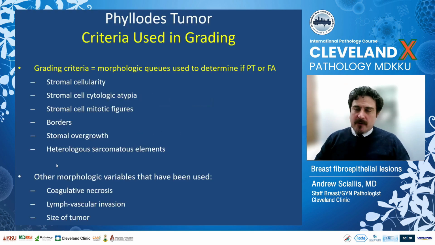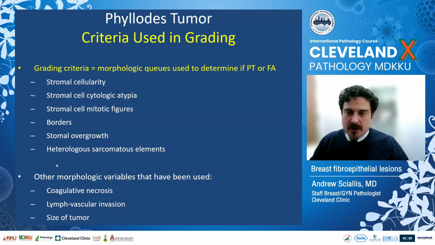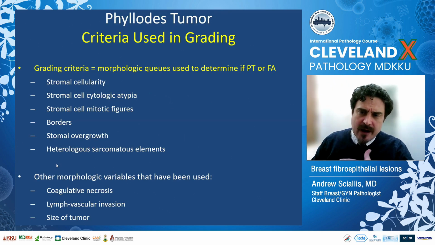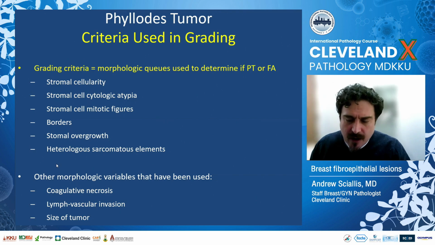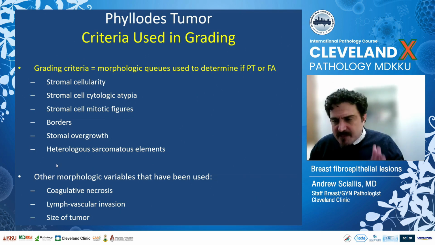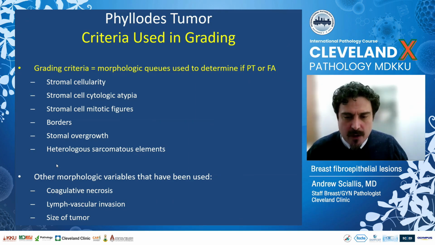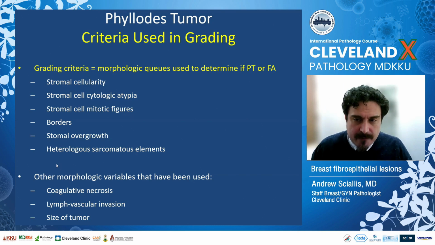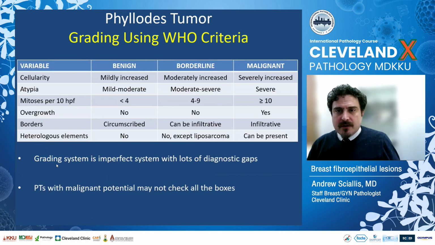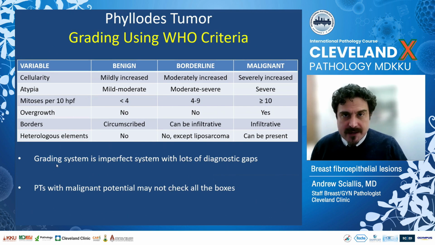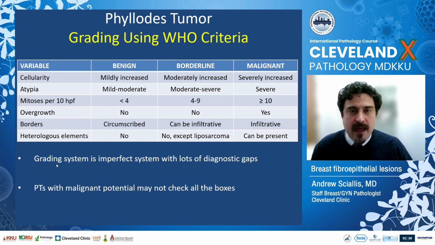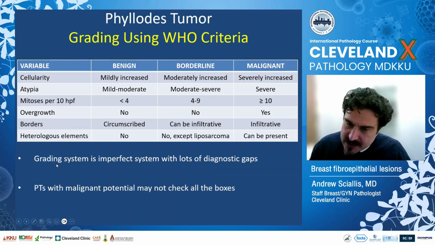So grading of these. The grading criteria, the morphologic cues used to determine them, we kind of went over. Stromal cellularity, cytologic atypia, borders. Other morphologic variables that have been used but are not considered orthodox ways of grading phylloides tumors: coagulative necrosis, lymphovascular invasion, which is extremely rare, and the size of the tumor. But using grading dependent on the WHO criteria, or the ones that we see in the Blue Book, they will have this general table which shows what is tolerable in a benign, borderline, and malignant example. This grading system is imperfect.